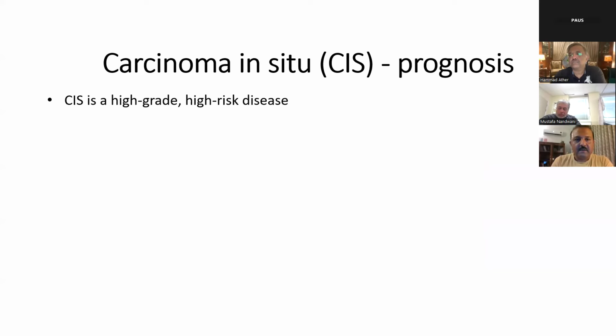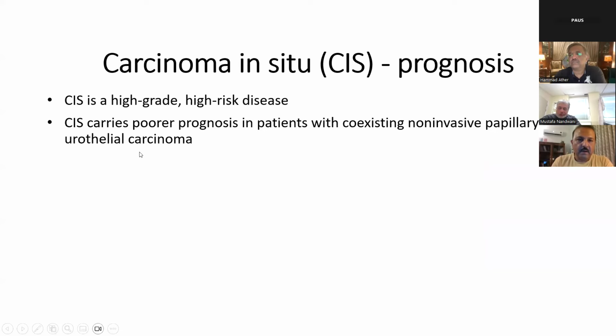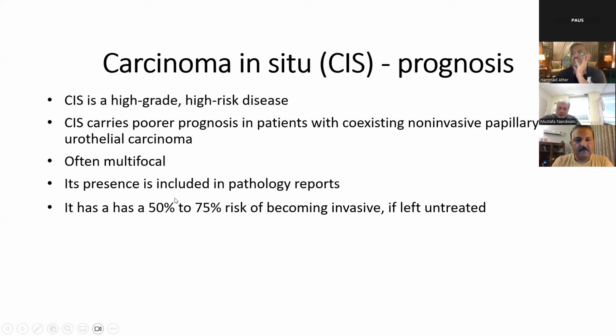It's a high-risk and high-grade disease, as you already know, and it carries a poor prognosis if the patient has a coexisting non-invasive papillary urothelial carcinoma. Often this CIS is a multifocal disease. Its presence is always included in the pathology report, and if you leave it alone, 50 to 75% of them will ultimately give rise to invasive cancers.